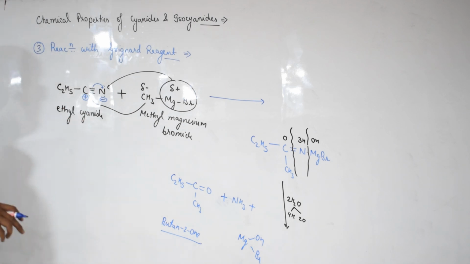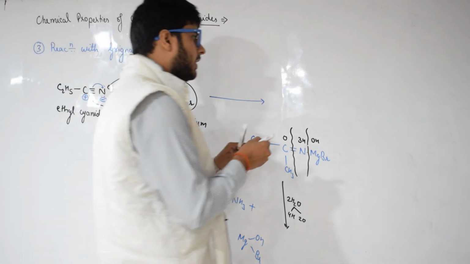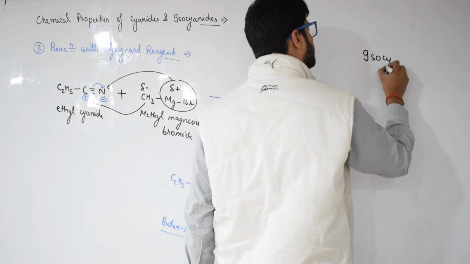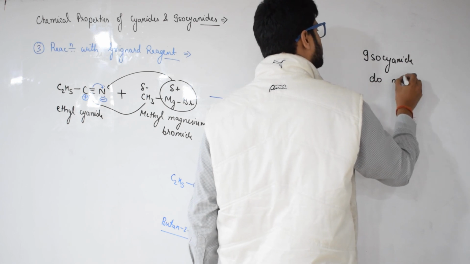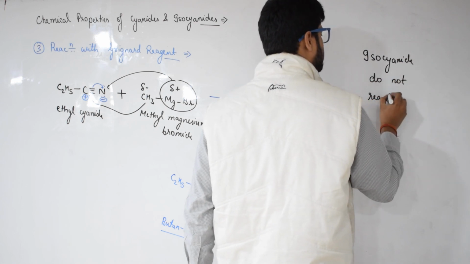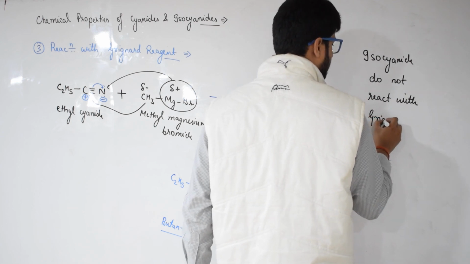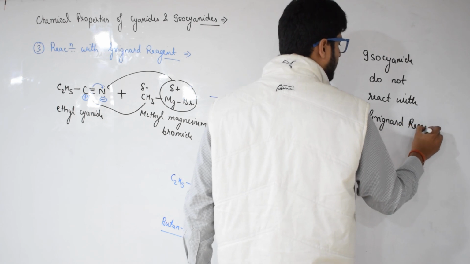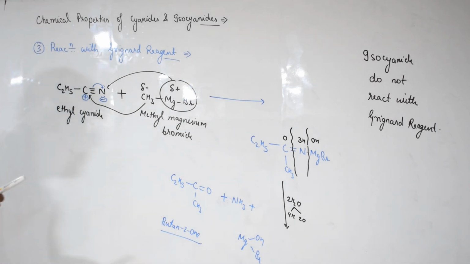So, this is the complete reaction with the Grignard reagent, and this was the case of cyanides. In case of isocyanides, isocyanides do not react with Grignard reagent. They do not show reaction with Grignard reagent. Only cyanides react with Grignard reagent.